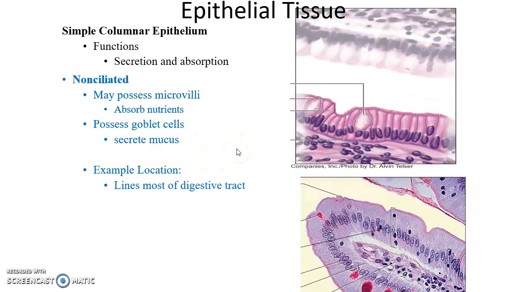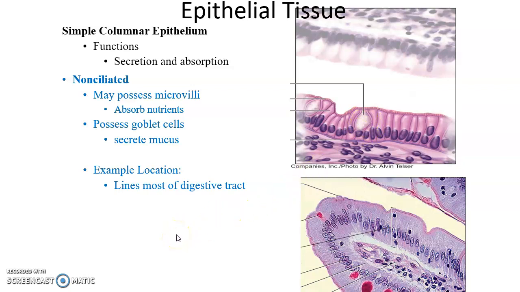Then we have simple columnar epithelium. So simple columnar epithelium, we have cells much taller than they are wide, and there's just a single layer. Simple columnar epithelium can be involved in absorption, so lining the small intestines, they will absorb nutrients. Or secretion, could be producing substances. For instance, the cell here produces mucus.